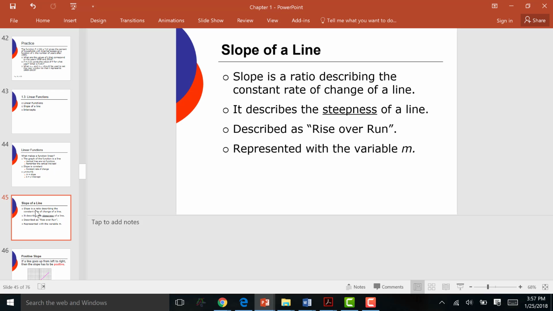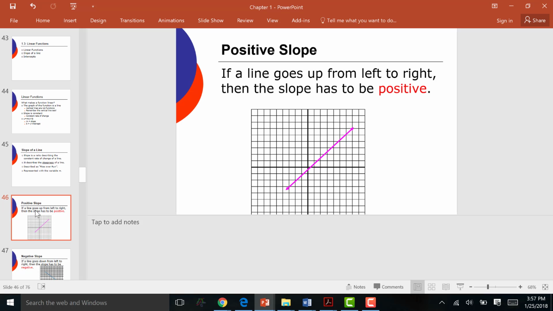Okay, the slope is also called the steepness of the line, which we just said, and we can also describe it as rise over run, and we did say that it's represented by the variable m. All right, so let's look at a couple of slides. All right, here we go. Look at that magenta or pink line, whatever color you want to call it.